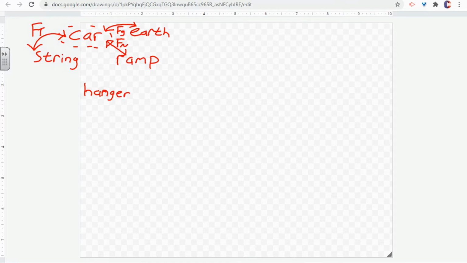We know that the hanger and the string have an interaction, which is a tension force, which is the same tension force as we have up here. And then we also know that the earth supplies a gravitational force on the hanger, and the ramp is not in contact with the hanger. So we're also going to draw a free body diagram for the hanger as well.